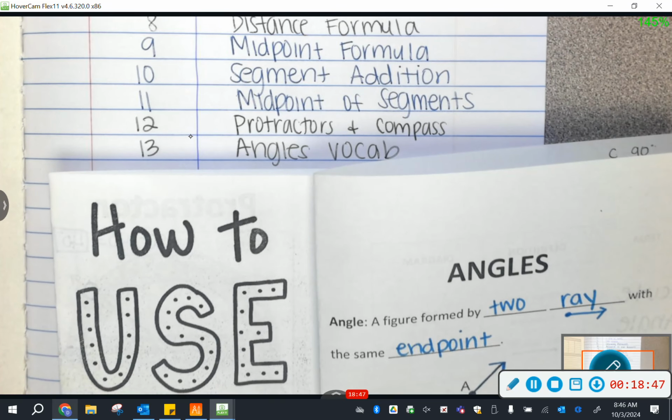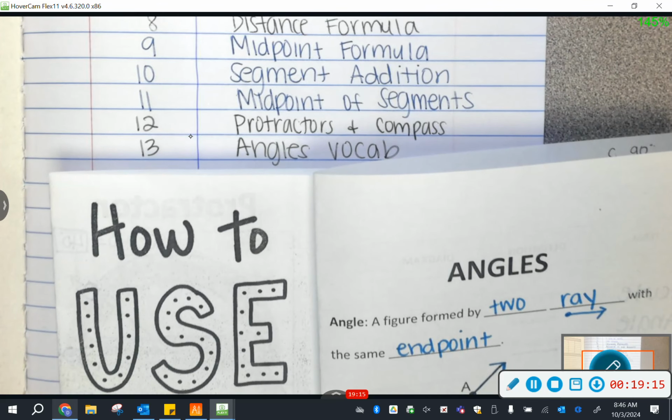With the protractor paper? Okay, I have it right here for you. Which one goes on which page? 12 is this one right here. And then 13 is the angles paper. Next, you are going to log into Schoology. 12 is the protractor paper. 13 is the one we just did today.